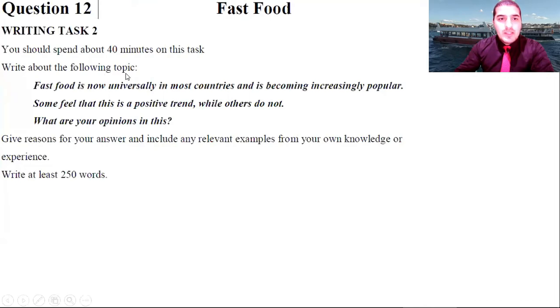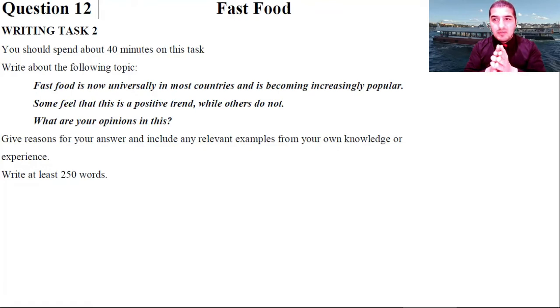Write about the following topic. Fast food is now universal in most countries and is becoming increasingly popular. Some feel that this is a positive trend while others do not. What are your opinions on this? Give reasons for your answer and include any relevant examples from your own knowledge or experience. You should write about 250 words.